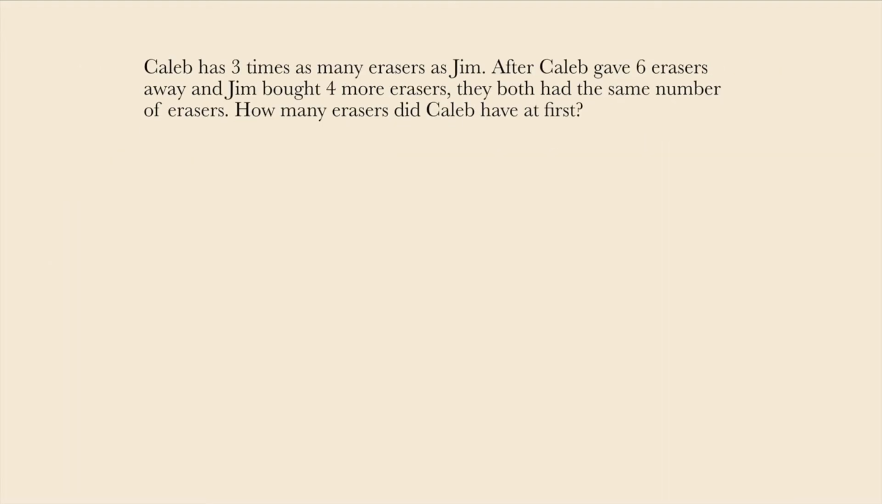Caleb had 3 times as many as Jim at first. After Caleb gave 6, so that's a reduction of 6. Not given to Jim, by the way, just reduced by 6. By the way, Caleb had 3 times more than Jim, right? So Caleb got reduced and Jim got increased by 4. Then they have the same number.